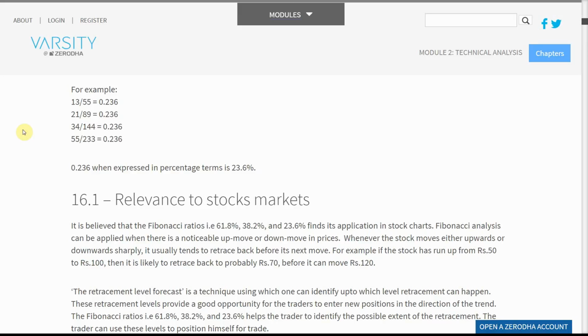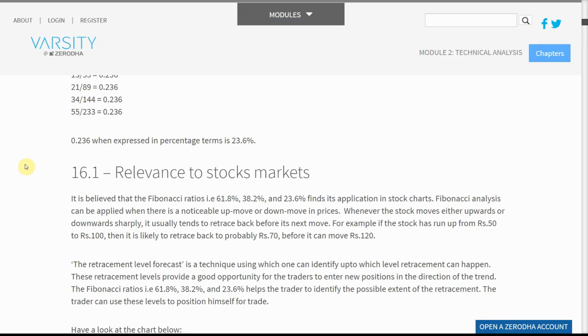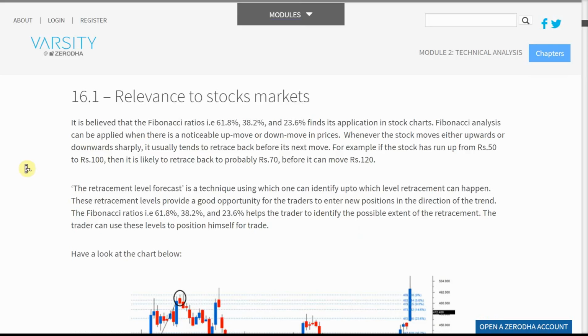16.1 Relevance to stock markets. It is believed that the Fibonacci ratios, i.e. 61.8%, 38.2%, and 23.6%, find their application in stock charts. Fibonacci analysis can be applied when there is a noticeable up move or down move in prices. Whenever the stock moves either upwards or downwards sharply, it usually tends to retrace back before its next move.